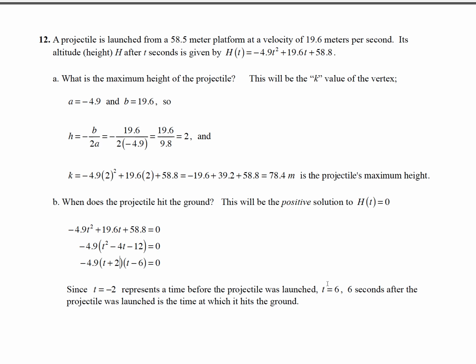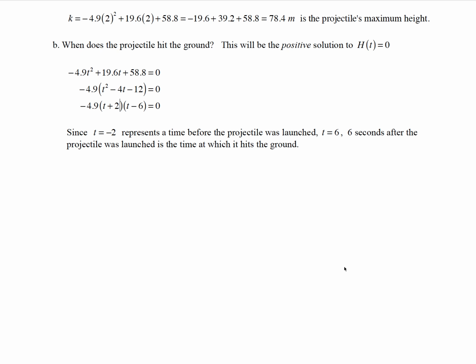T equals negative 2 represents a time 2 seconds in the past. So 6 is the obvious answer. 6 seconds after the projectile is launched is the time at which it hits the ground.